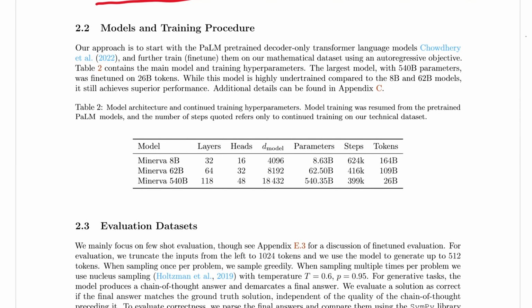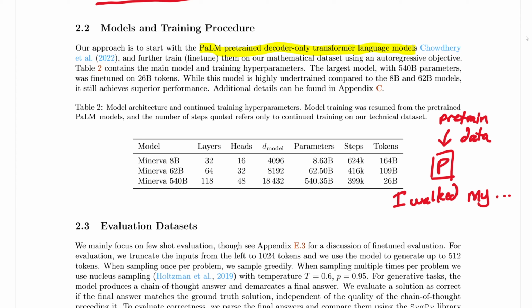So I've already mentioned this. They use PaLM, the PaLM pre-trained decoder-only transformer for language models. And the idea here is that you start off with PaLM. So I'll just do P for PaLM, and you put in a bunch of pre-trained data. This data is just going to be mostly just normal natural language. So you might get a bunch of web pages and a bunch of who knows what. So that goes in, and this is the very standard NLP task of you're just predicting the next token. So maybe you see "I walked my," and then you have to fill in the next word, or at least the model has to do that, and you might predict something like "dog."